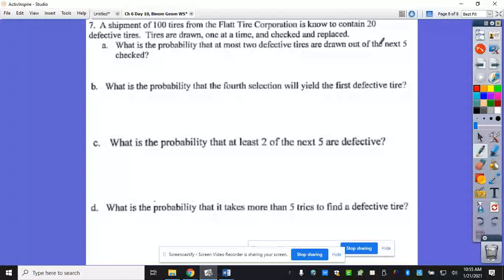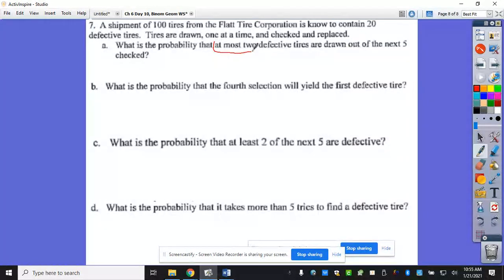And then number 7, a shipment of 100 tires from the tire corporation is known to contain 20 defective tires. Tires are drawn one at a time and checked and replaced. Now, theoretically, would they really check it to see if it's defective and then put it back and then try to check it again? Why is it telling us that? So that it's independent. What is the probability that at most 2 defective tires?